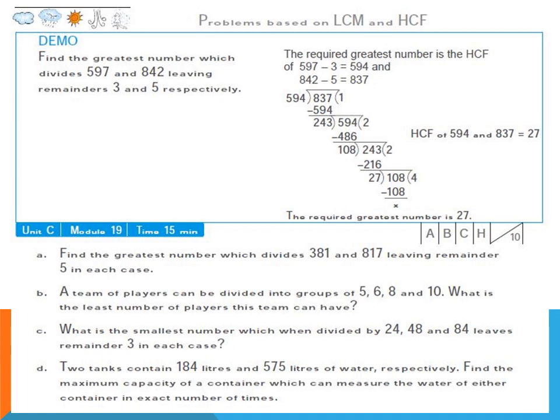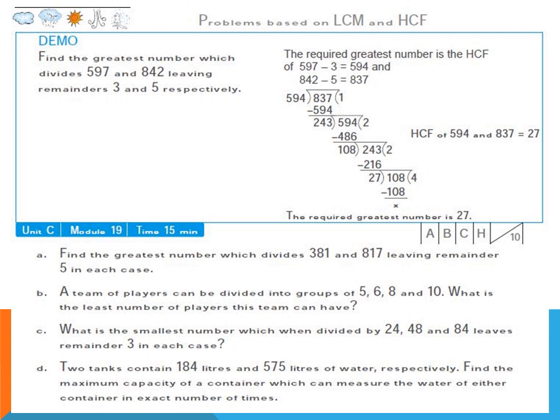Now, module number 19, problems based on LCM and HCF. Look at the demo. Find the greatest number which divides 597 and 842, leaving remainders 3 and 5 respectively. So, look at the answer to the right hand side. The required greatest number is the HCF of 597 minus 3 equal to 594.